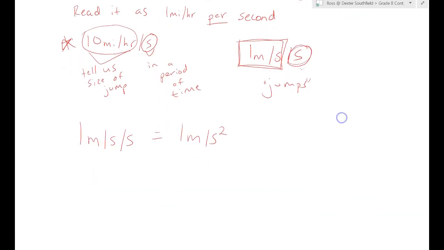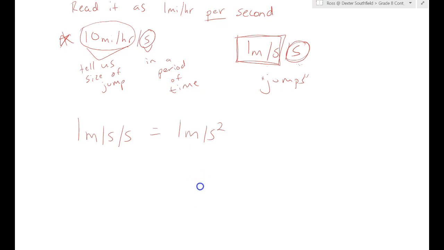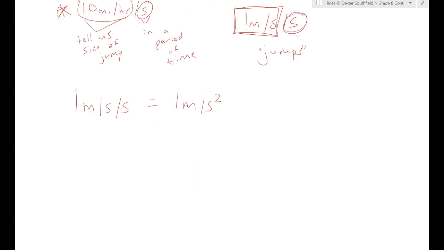So one final little piece here is how 1 meter per second per second equals 1 meter per second squared. So if you see either of those two answers, they're not different, they're actually the same thing. And the reason for that is just looking at some rules of math. If we take 1 meter per second and divide that by a second, remember that dividing by a number is the same as multiplying by its inverse.